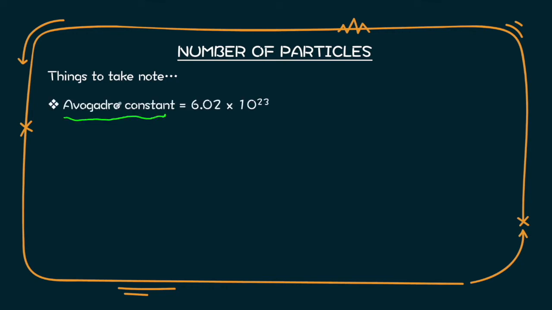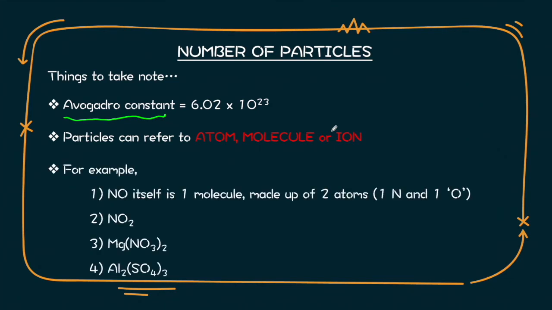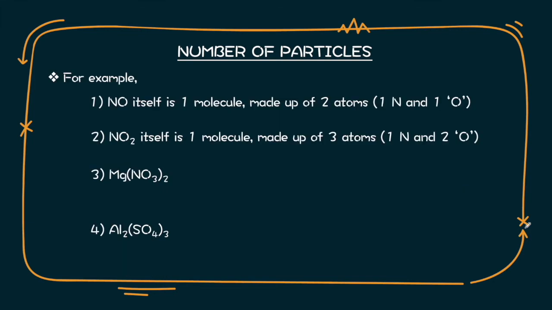Okay, you must remember here Avogadro constant, it means the big number. As for particles, it can refer to atom, molecule, or ion, depending on what the question wants. So for example, if we see here, NO itself is 1 molecule. And this molecule, if you look, it has 1 N and 1 O, so it is 2 atoms. Okay, the next one, your NO2 itself is 1 molecule and it is made out of 3 atoms, 1 N and 2 oxygens.